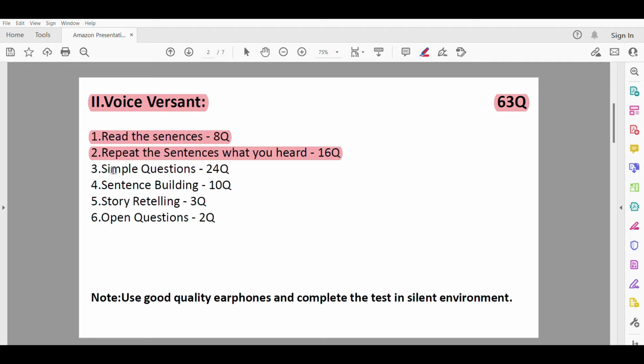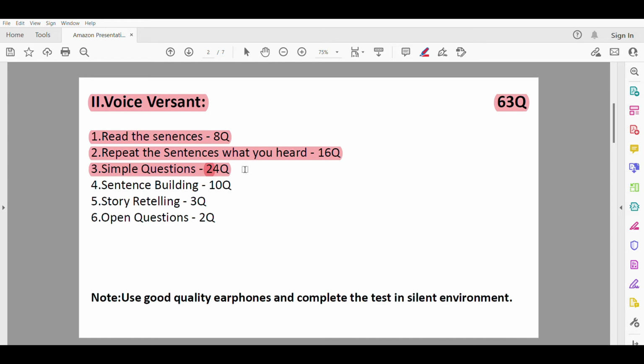Next, simple questions. There are a total of 24 questions. What does this mean? They will ask you one question. Suppose, let us say, what will you carry at night? They will give two options: torchlight or candle. The perfect answer for this question is torchlight. So we have to answer that simple question.